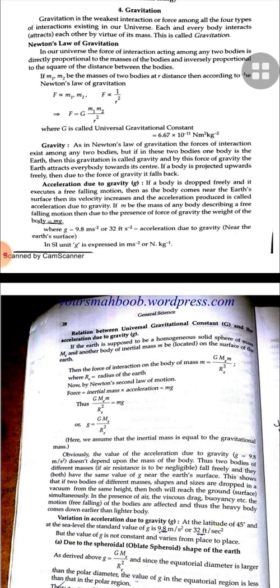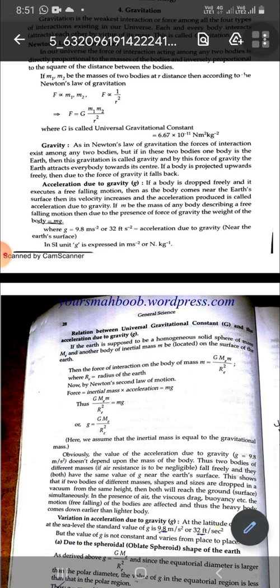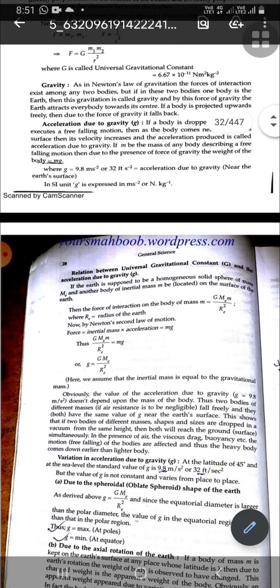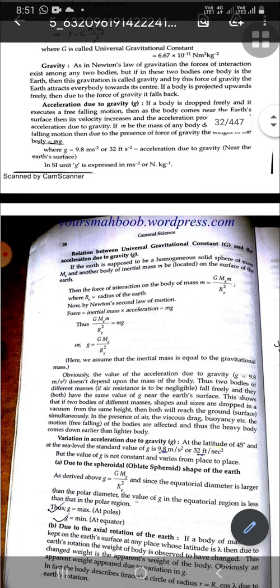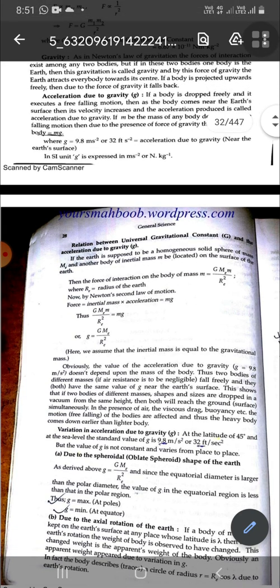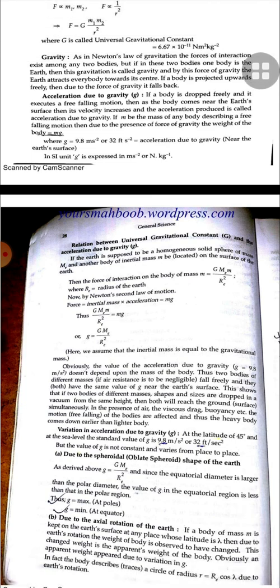Now by Newton's second law of motion, force is equal to mass into acceleration. It means m into g. Now m into g is equal to G Me m by R square. So g is equal to G Me by R square. Here we assume that the inertial mass is equal to the gravitational mass. Obviously, the value of the acceleration due to gravity, 9.8 meter per second square, does not depend upon the mass of the body.